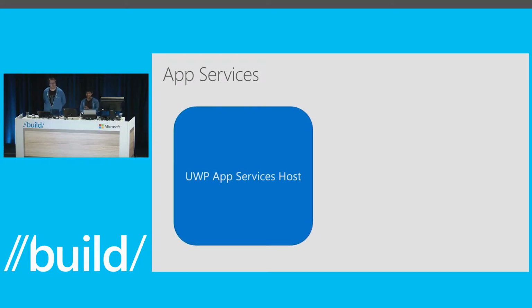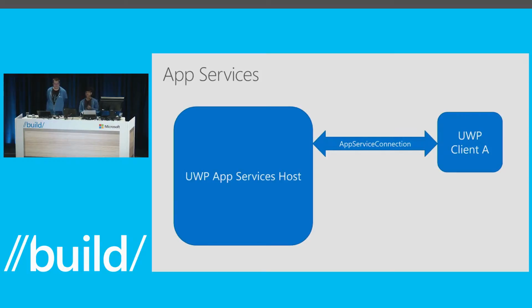First, I've made an app, and it has an app service. I've declared it so anyone on the system can start using it. When a client actually wants to use it, what it's doing is creating an app service connection. It's opening it. Inside my application, a background task starts. So now these two apps can start communicating back and forth.